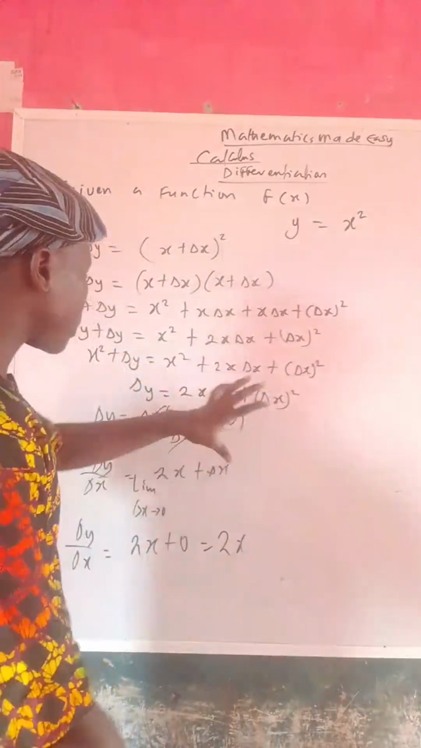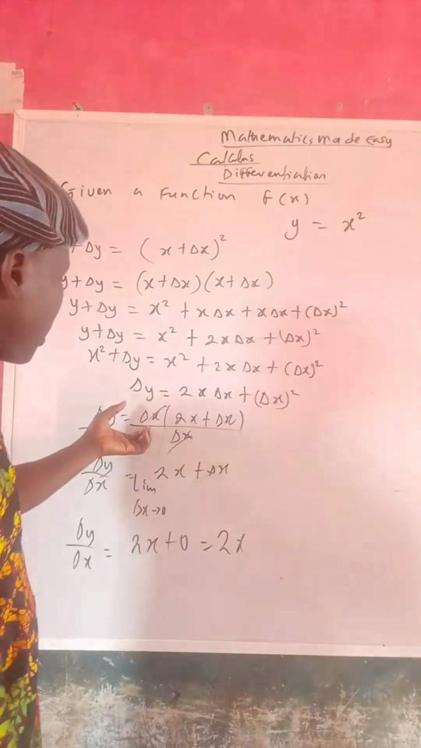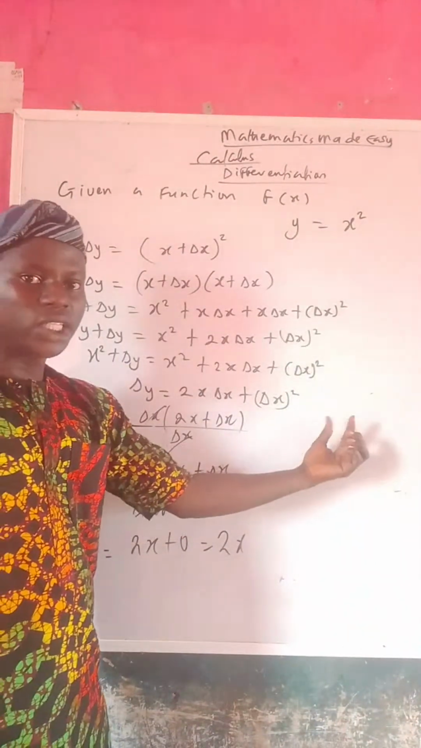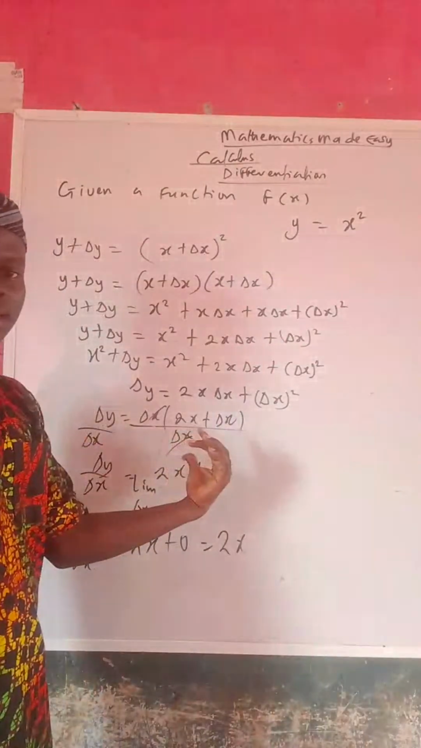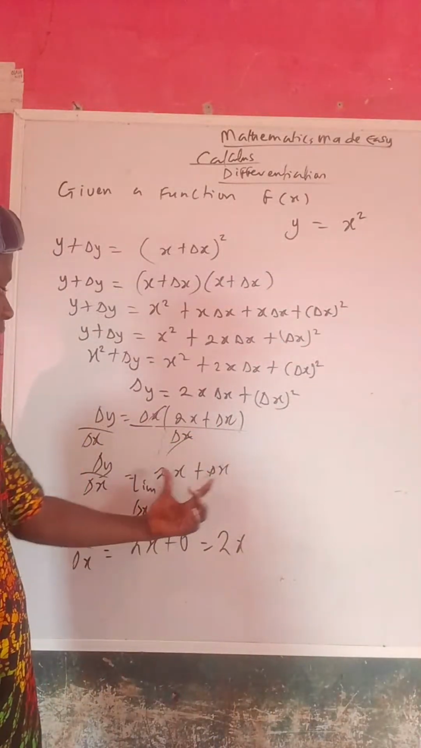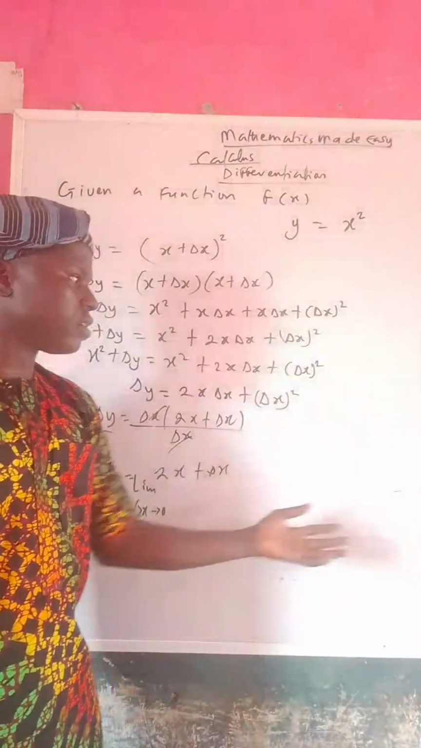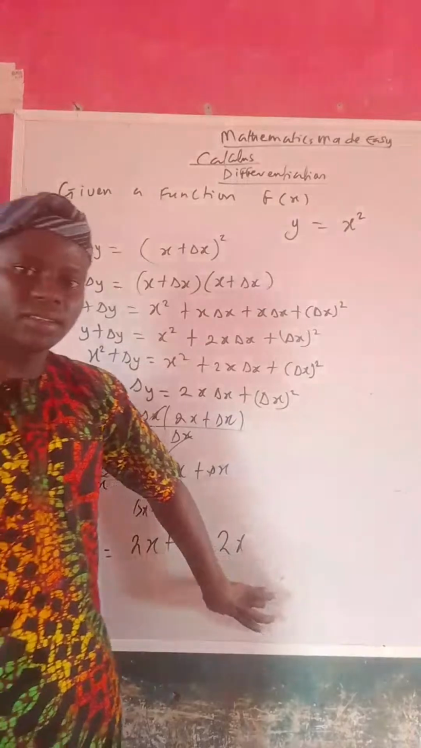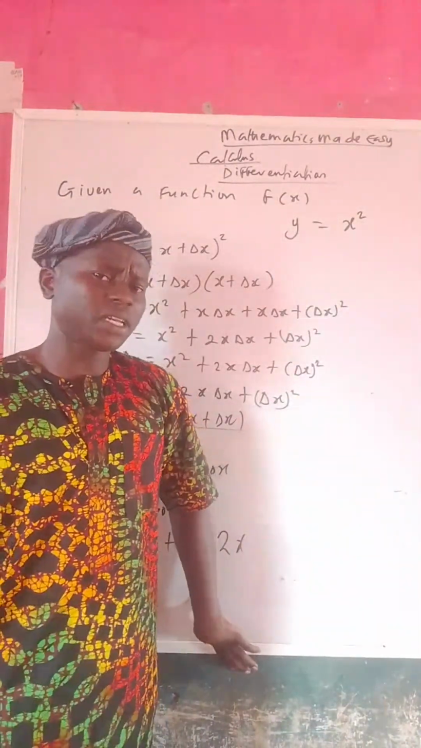So when you factor out change in x, what you're going to have now will be change in x into 2x plus change in x. Then you divide through by that change in x. Alright? Then we have change in y by change in x equals 2x plus change in x. Then take the limit as change in x tends to 0. Then we have the final answer. I hope you understand what I'm saying now.